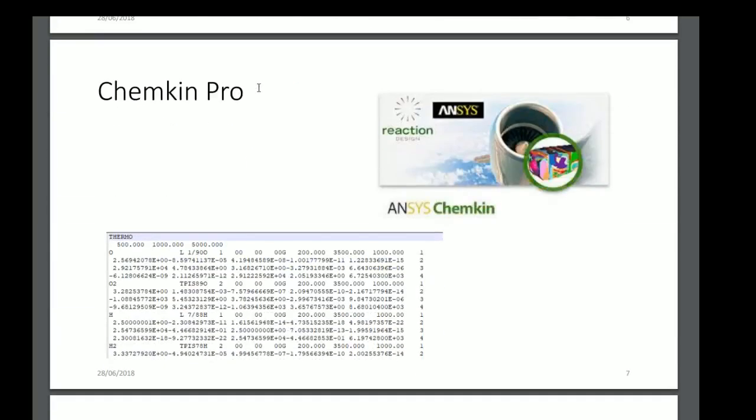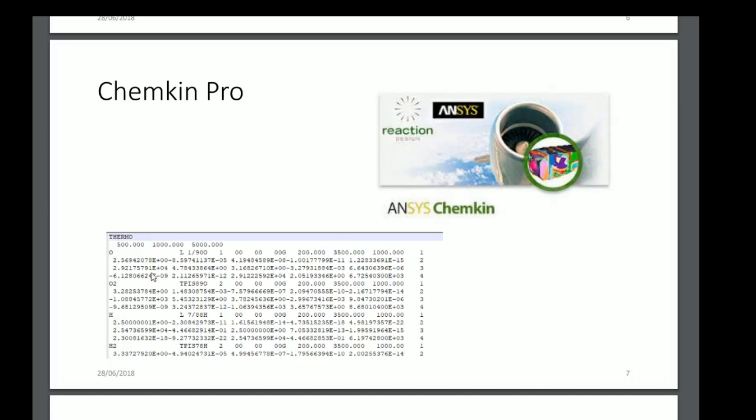So obviously you want to solve these problems numerically because you have lots of reactions in the mechanism. So we will use ChemKin-Pro, a software developed by ANSYS that numerically solves chemical problems. So you have to input some files, like the thermodynamic properties of the components you deal with.